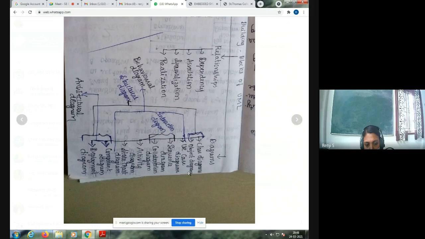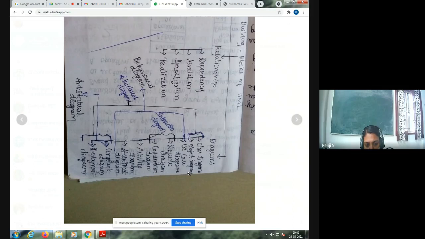Then behavioral diagrams include the rest, that is use case diagram, sequence, collaboration diagram, activity, and state chart diagram. So that is one particular classification of diagrams. That is, diagrams in UML can be classified into 2, as structural diagrams and behavioral diagrams. There are 4 structural diagrams and 5 behavioral diagrams.